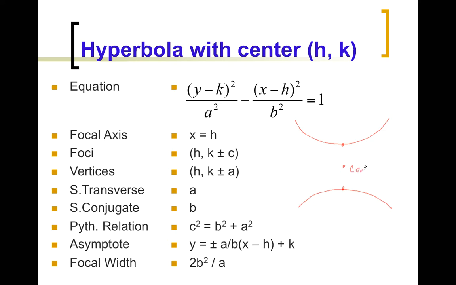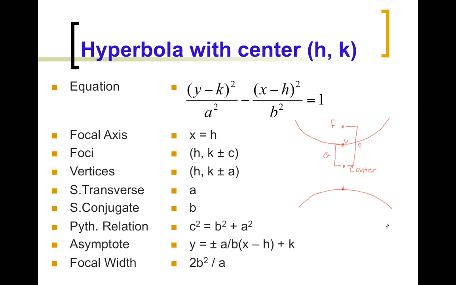Here's your center. From here to the vertex is a. And from here, I didn't draw it yet, here to the focal point is the value of c. You'll notice the focal points are up and down from the center. Again, the transverse axis is still a. The conjugate axis is still b. The Pythagorean relation is the same as the last page. What you'll notice different here for the asymptotes is the slope is just the reciprocal of what was before. But everything else is still the same.